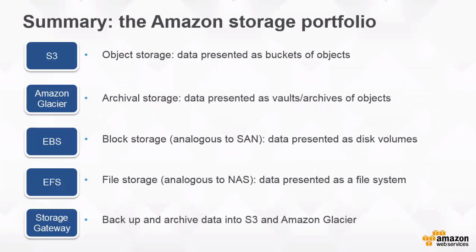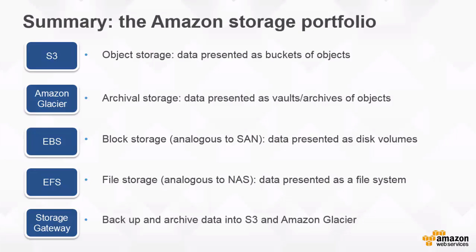So in summary, the Amazon AWS storage portfolio, we've talked about S3, which is our object storage service, with data presented as buckets of objects. You access your data using APIs over the internet. Amazon Glacier, data presented as vaults and archives of objects, and this is our lowest cost storage offering for infrequent access by using APIs over the internet.